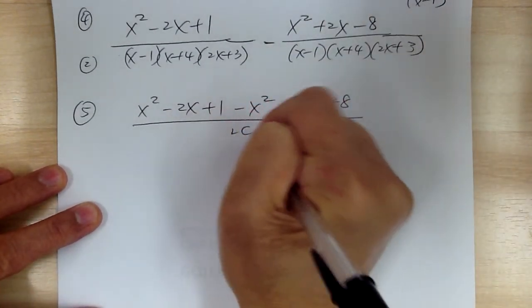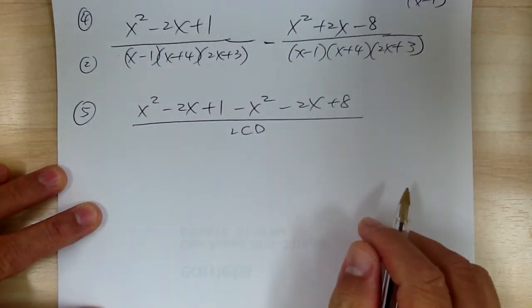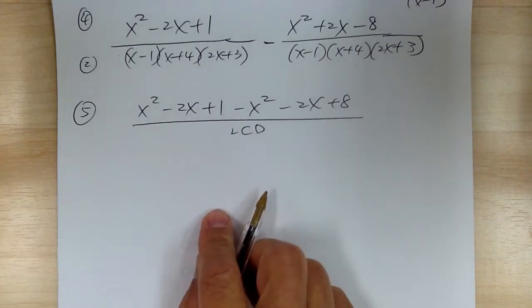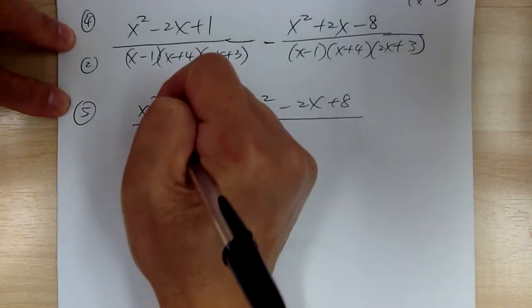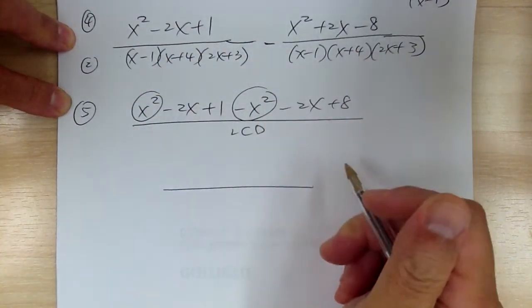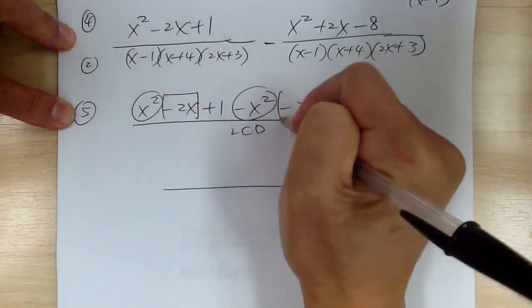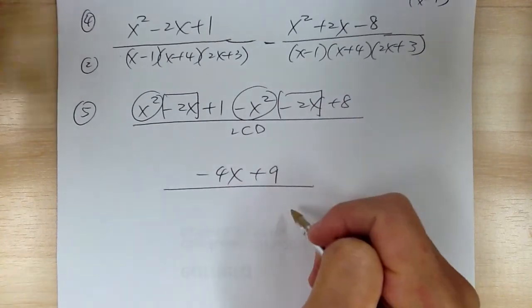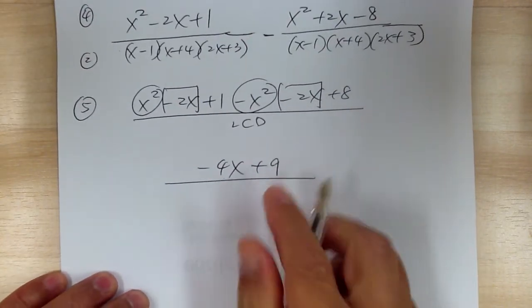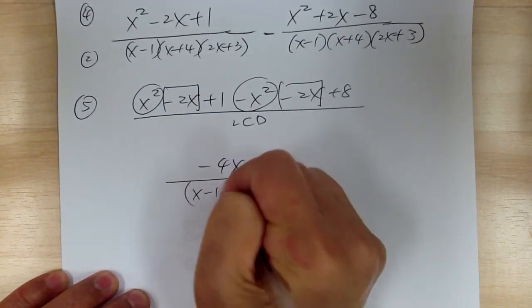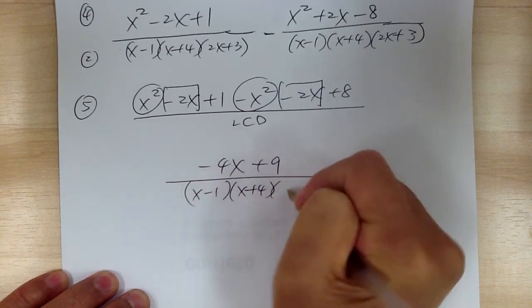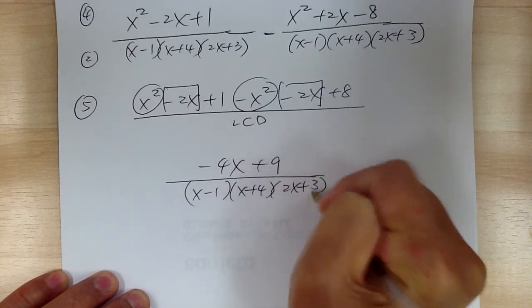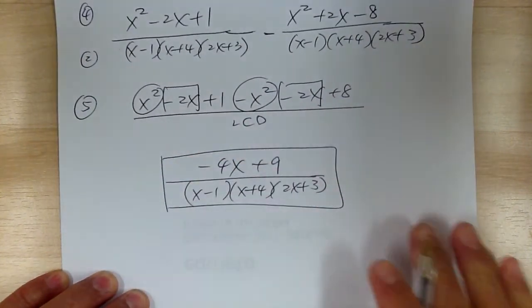You know what? I'm going to just write down LCD for now. Save some writing. You can do that. So now let's go and combine like terms. So this one cancels out. This one and this one I get minus 4x, and this one I get plus 9. And for my final answer, this is not factorable, right? And so that's my answer.